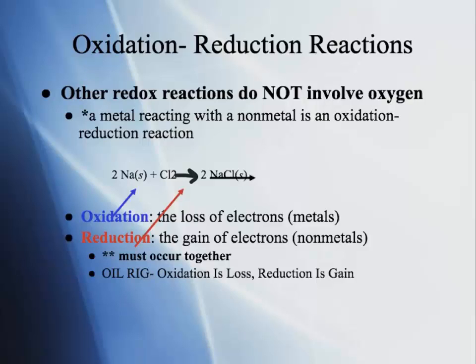Oxidation means you're losing electrons. Metals are always losing electrons, so they go through oxidation. And reduction means that you gain electrons. Nonmetals are always gaining electrons, so they're always going through reduction. Now these have to always occur together, because those electrons have to go somewhere. You can't lose electrons and then they just float away. They have to go somewhere.